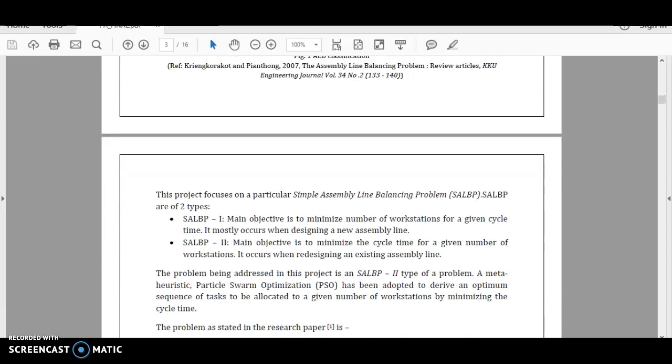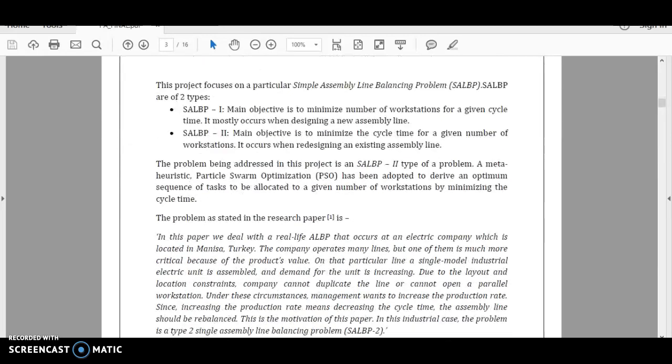There are two types of simple assembly line balancing problems, but we will be catering to only type 2, where the main objective of this type of problem is to minimize the cycle time for a given number of workstations. It usually occurs when redesigning an existing assembly line.